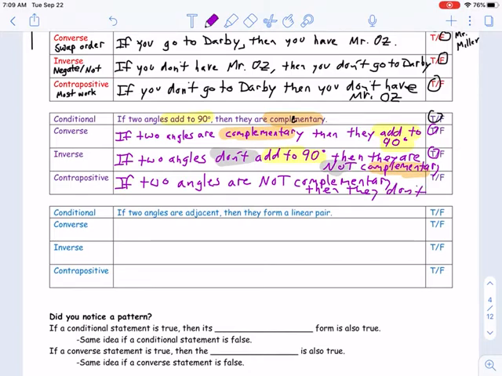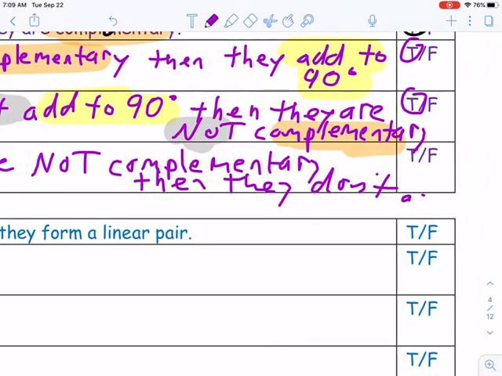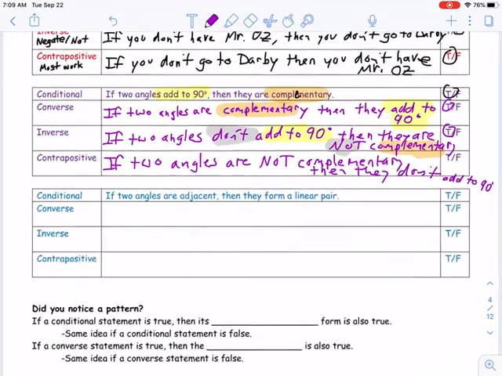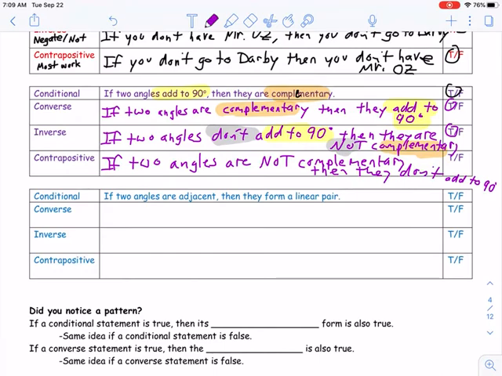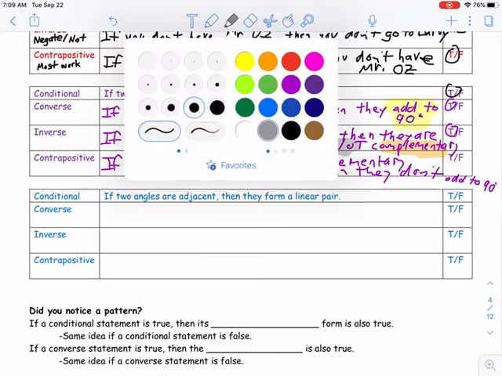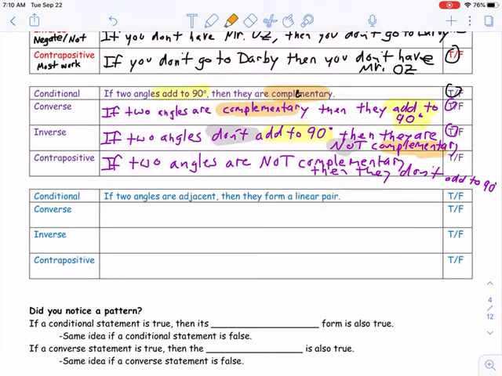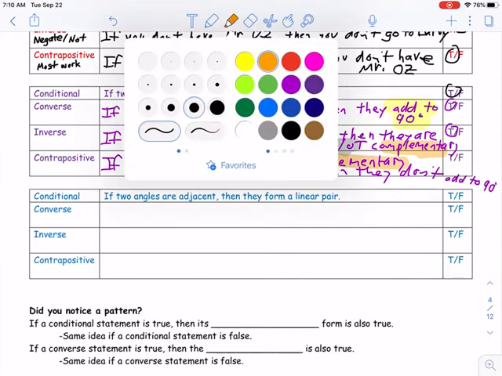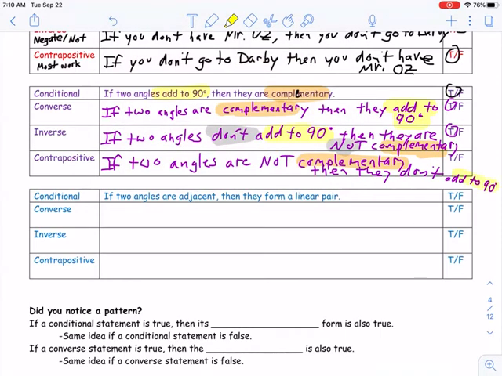I have to organize my work here really poorly. Add to 90 degrees. All right. And just to emphasize things, sorry I was really sloppy there. If two angles are not complementary, so complementary came to the front, 90 degrees went to the back, so we swapped the order and we put the nots. All right, so they're not complementary, so they don't add to 90 degrees, and that is also true.